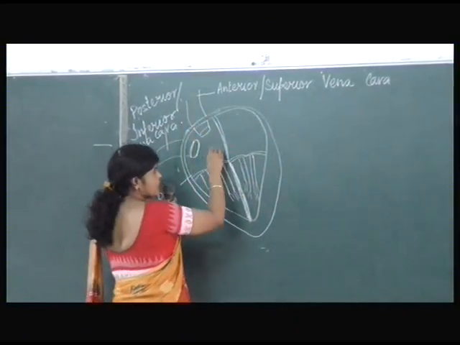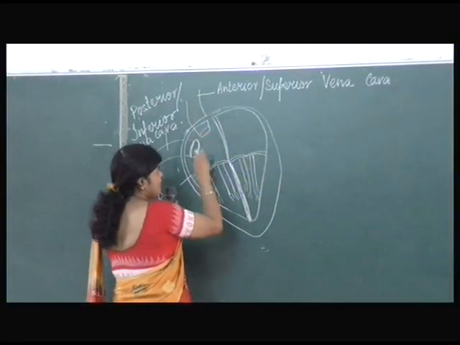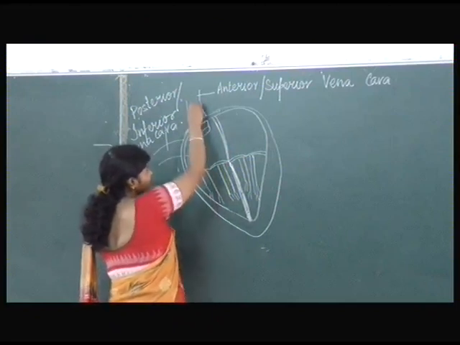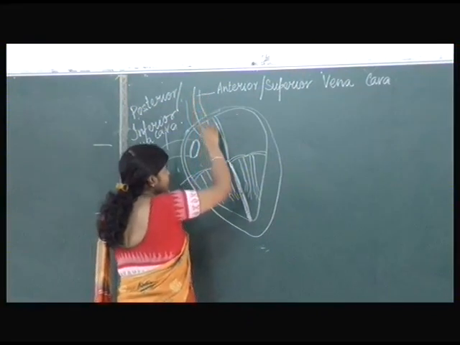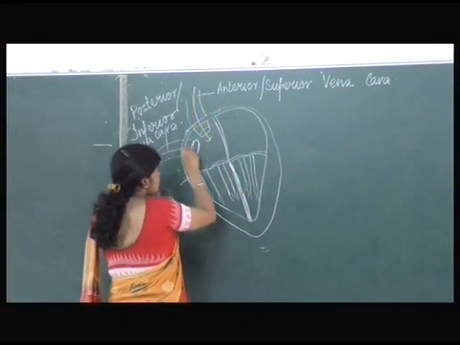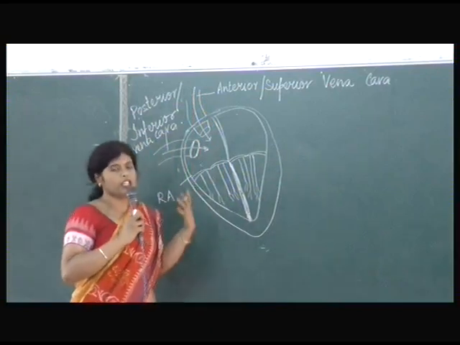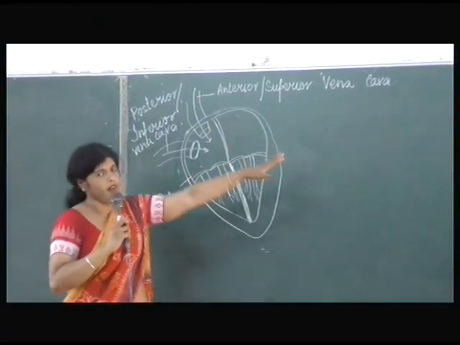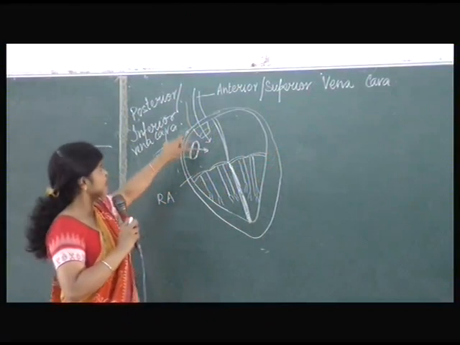I told you these are receiving chambers. So they receive blood. The atrium receives blood. I'm talking about the right atrium. Receiving blood means blood is entering. Now where is the blood entering from? Blood is entering from different parts of the body, different organs of the body, except for the lungs. There is a different blood vessel only for the lungs. Here it is coming from different parts of the body.